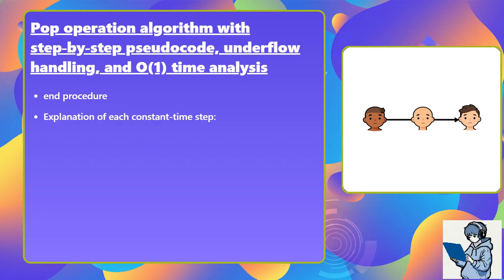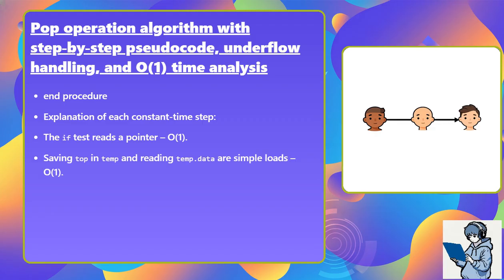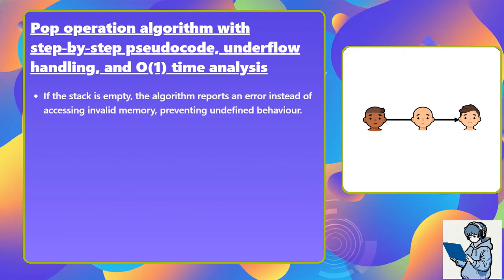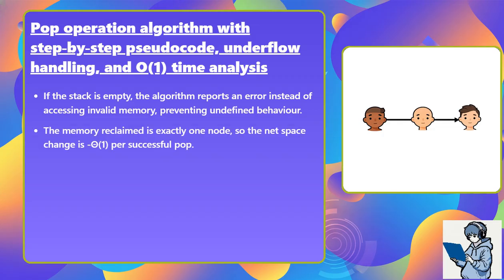End procedure. Explanation of each constant time step: The if test reads a pointer, O(1). Saving top in temp and reading temp.data are simple loads, O(1). Updating top to temp.next is a single pointer assignment, O(1). Deallocation, free node, operates on the node's header and is O(1). Thus the whole pop runs in O(1) time. If the stack is empty, the algorithm reports an error instead of accessing invalid memory, preventing undefined behavior. The memory reclaimed is exactly one node, so the net space change is negative Theta(1) per successful pop.